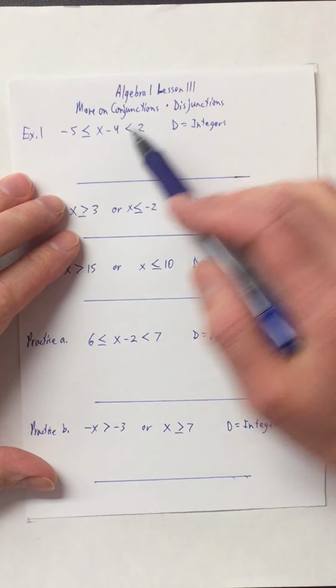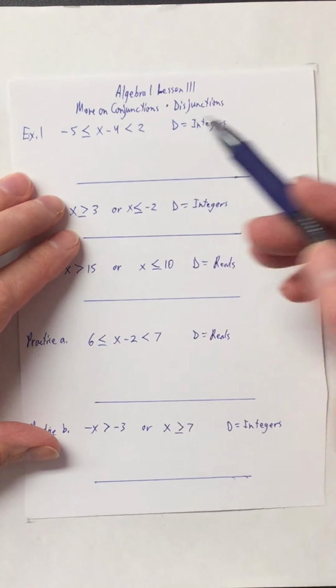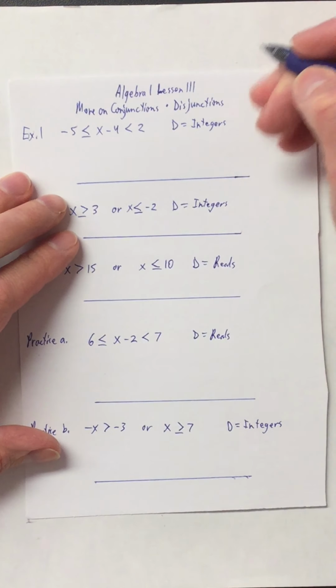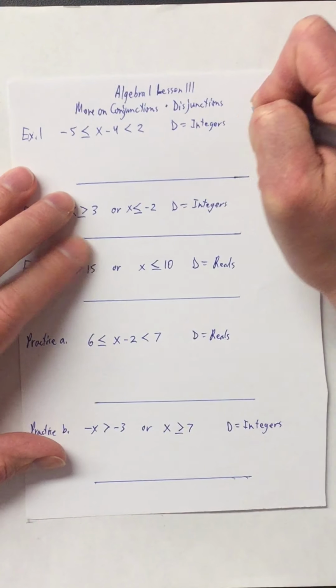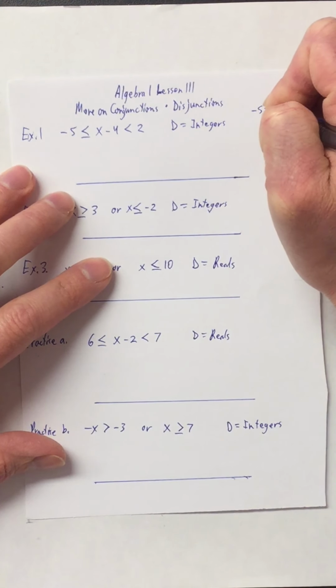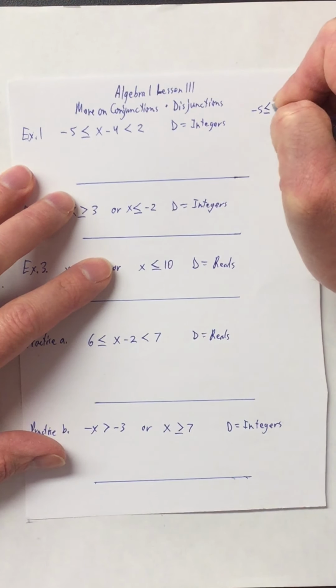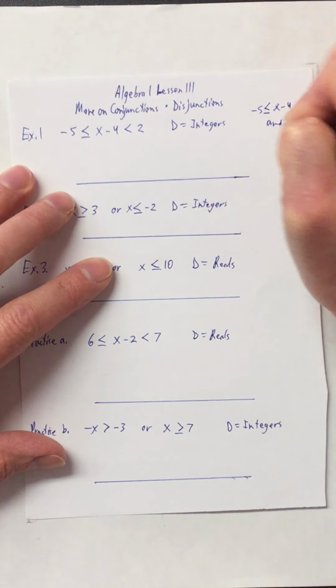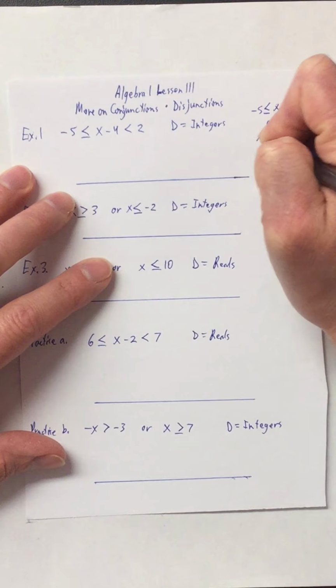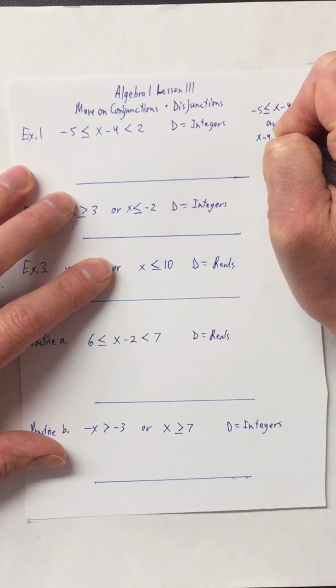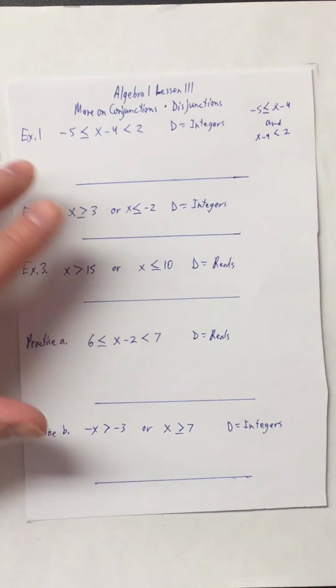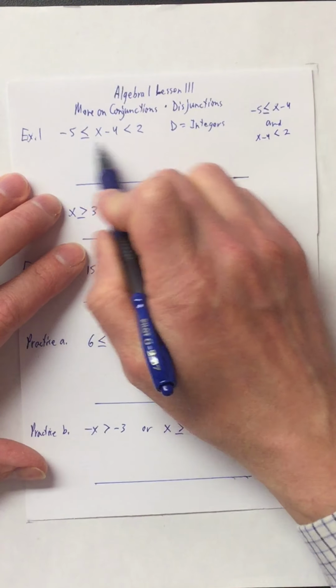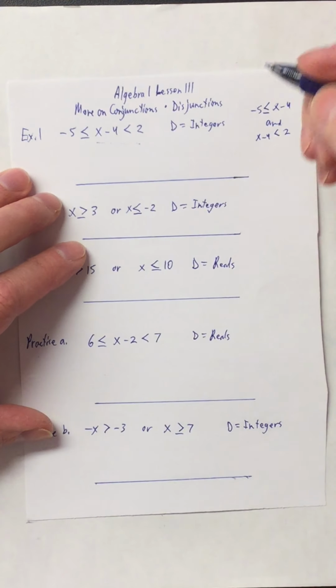You can see in example 1 here, they put it just in a line, but we could have written it with the sides: -5 is less than or equal to x minus 4, and x minus 4 is less than 2. So we could have written it that way. However, I find it a little easier if they write it out in this form here.